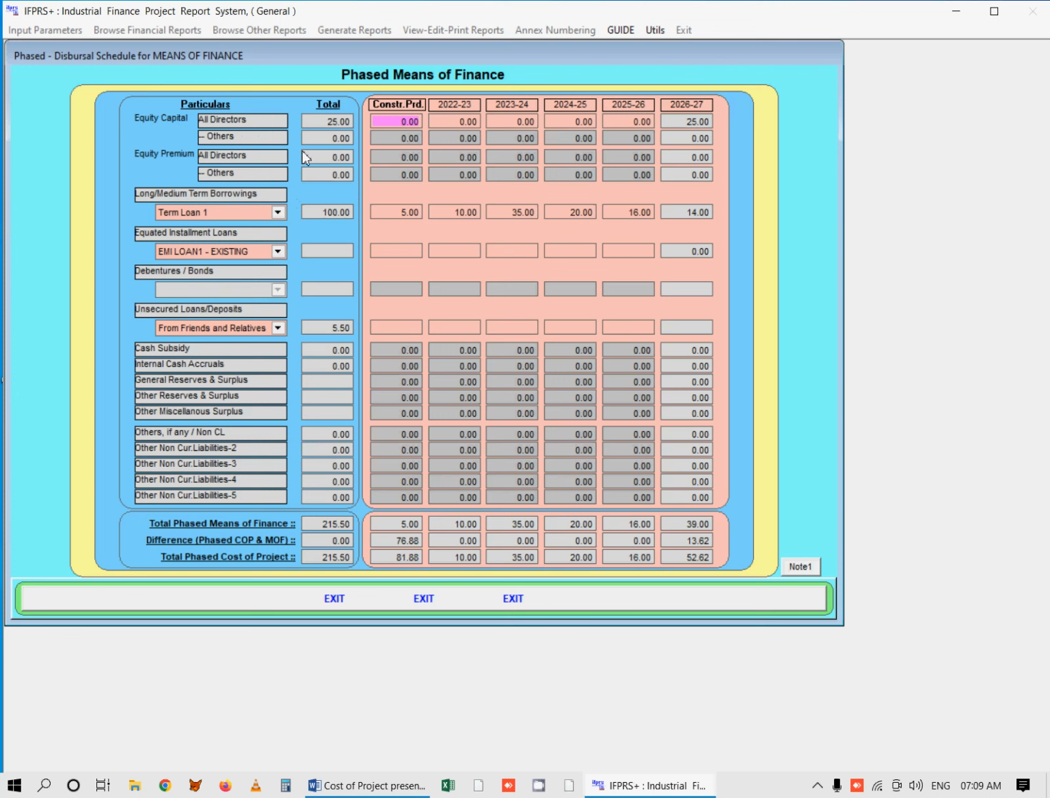Importantly, you could even state different disbursal clauses for each of the term loans defined, and you could further state differing terms of finance not just for each term loan but for each of its disbursal clauses as defined here in the phased means of finance screen. As said, the package could handle very voluminous data as you are free to state any number of term loans, and each term loan would carry 5 disbursal clauses with differing terms of finance for each.